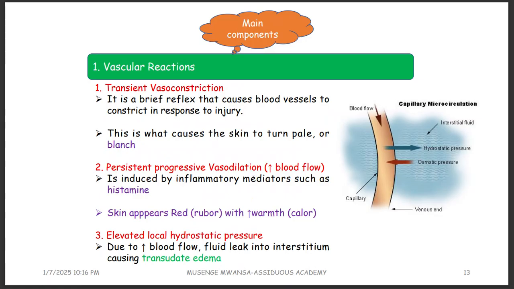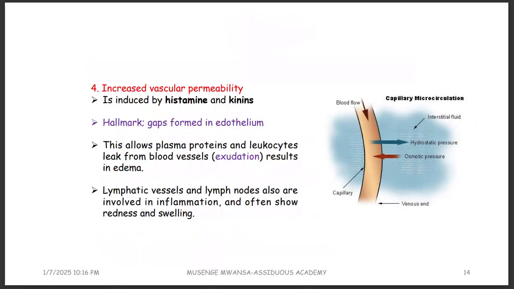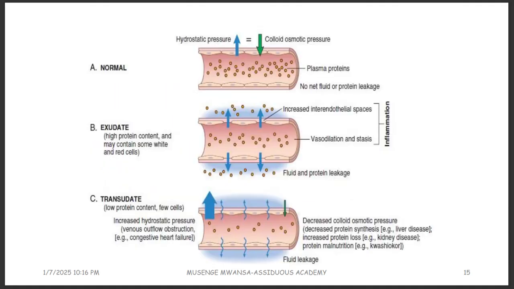Exudate is different from transudate. In transudate, there are no cells, it's just water leaving. In exudate, cells are also leaving the blood vessels, and this is because of an increase in vascular permeability. So you can see here again, this is a very nice diagram. Normally, hydrostatic pressure should be equal to the colloid osmotic pressure. The pressure holding things in the blood vessel should be equal to the pressure that is removing things from the blood vessels.